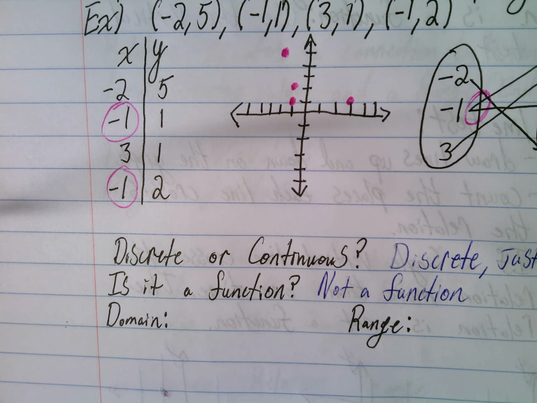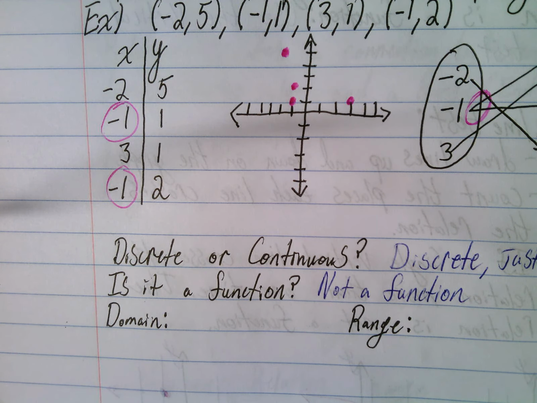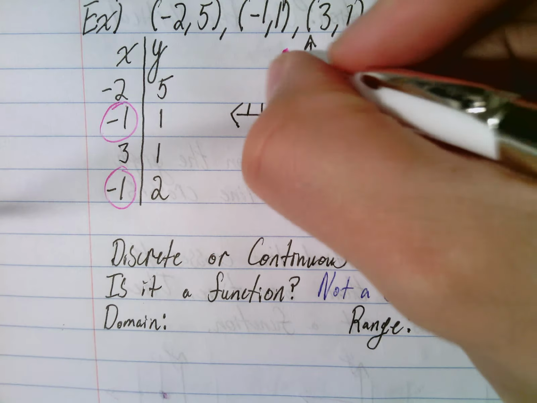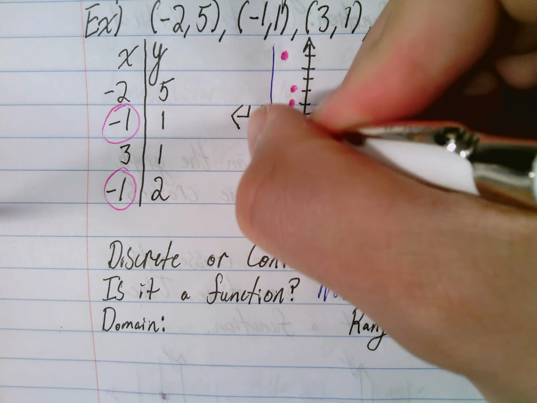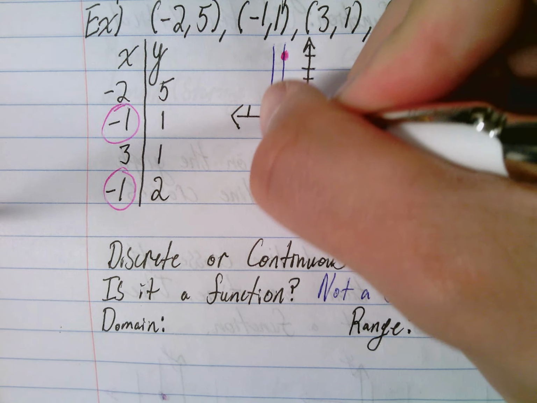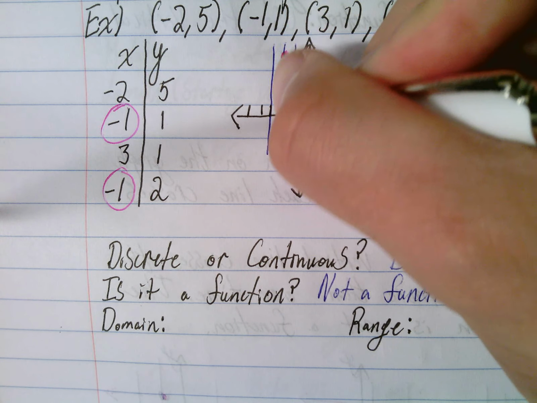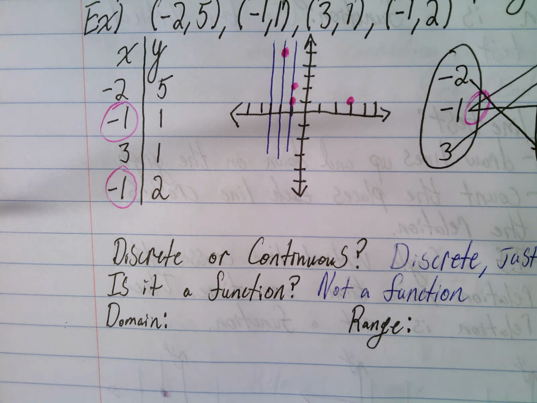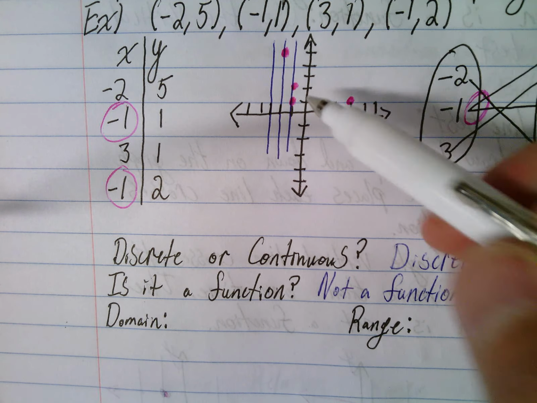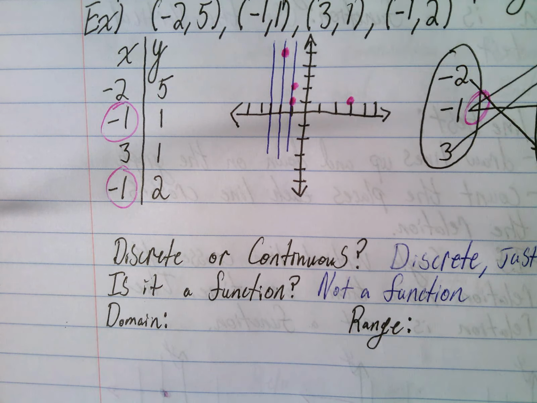What's one last way I could determine if this is a function? How could I determine if it's a function from a graph? Maybe by the vertical line test? How many places does that third line cross? At 2. It's got 2 intersections right here and right here, so not a function.